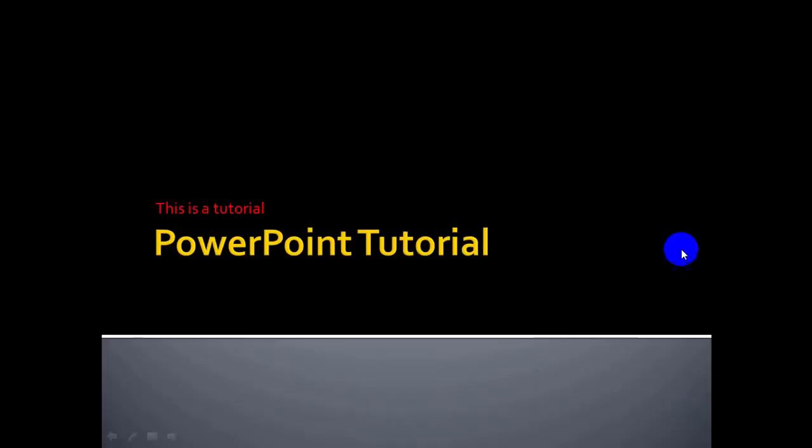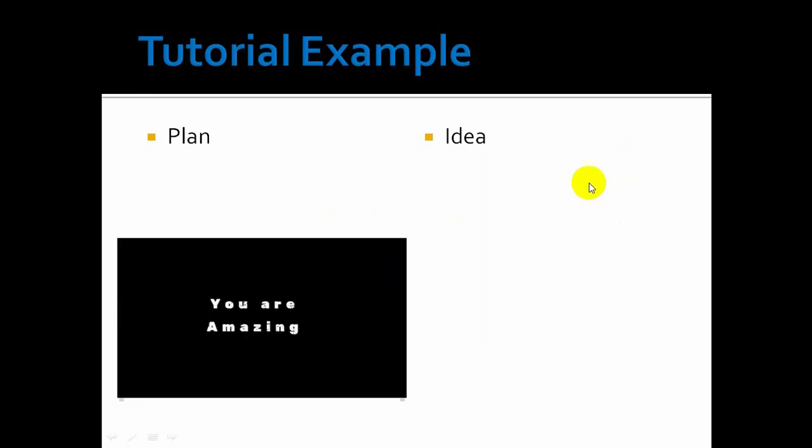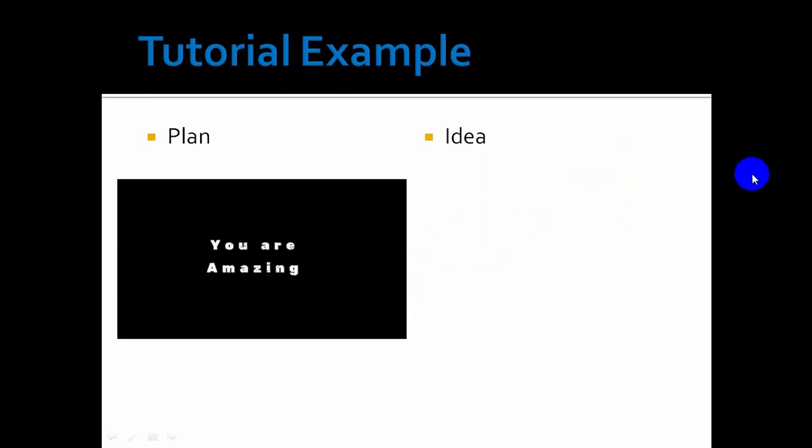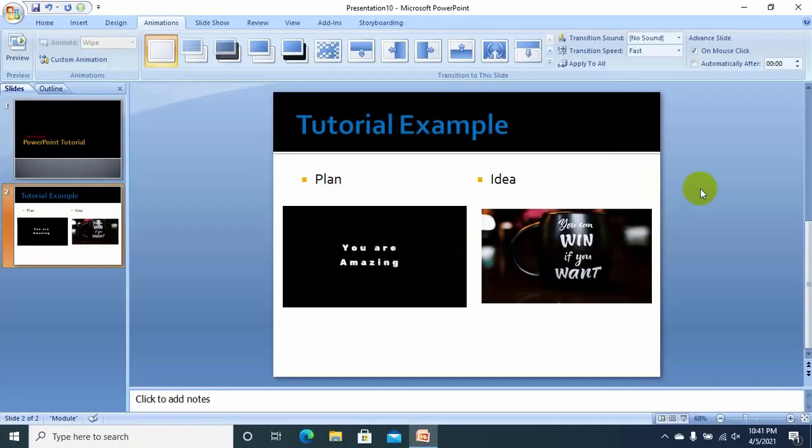Okay, now I'm going to click on my mouse. Here you can see no image. If I click again, this image will appear, and if I click again this image will appear like this. So this is how you can add animation in your Microsoft PowerPoint presentation.